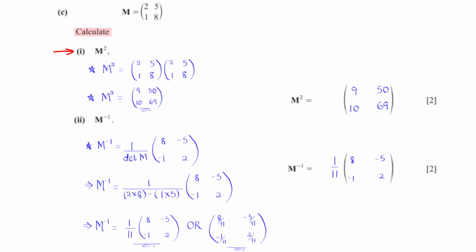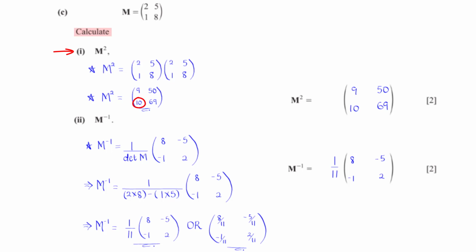Calculate m squared. M squared equals m times m. When we multiply two 2 by 2 matrices, the resulting matrix is also a 2 by 2 matrix. To get the element in this position, we multiply the elements in row 1 of the first matrix with the elements in column 1 of the second matrix. So 2 times 2 plus 5 times 1 gives us 9.